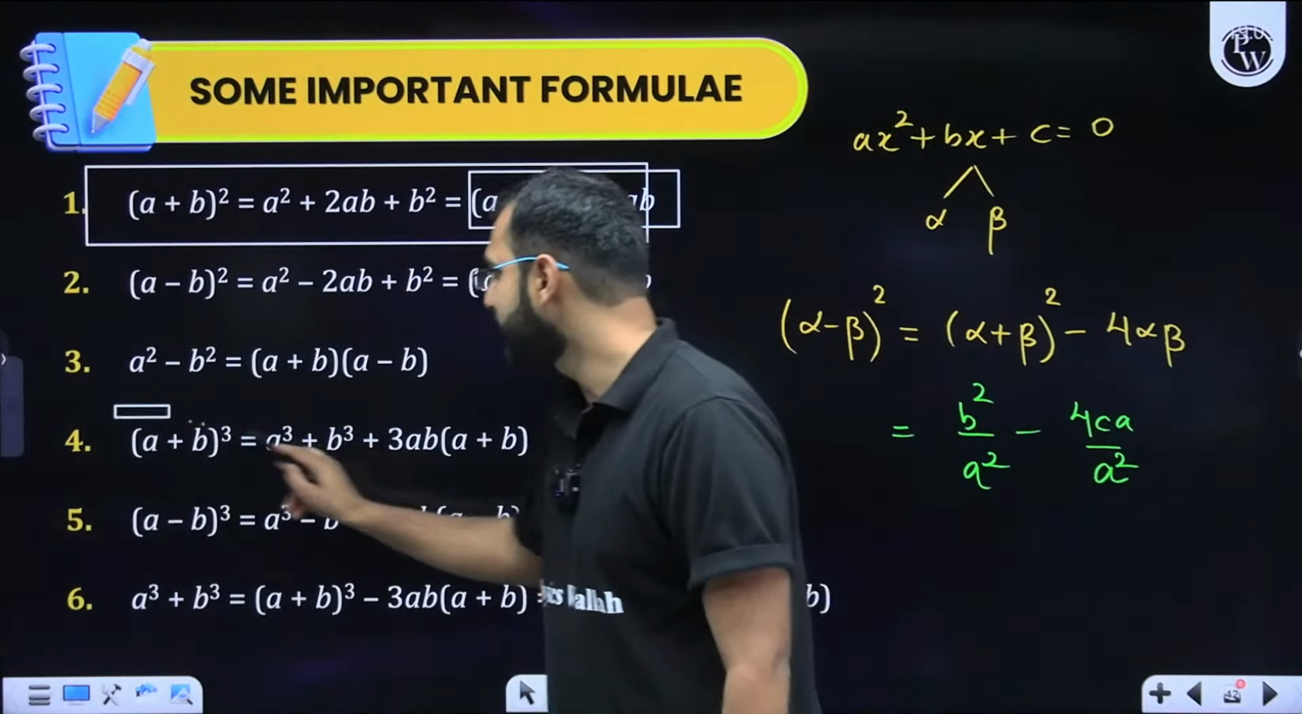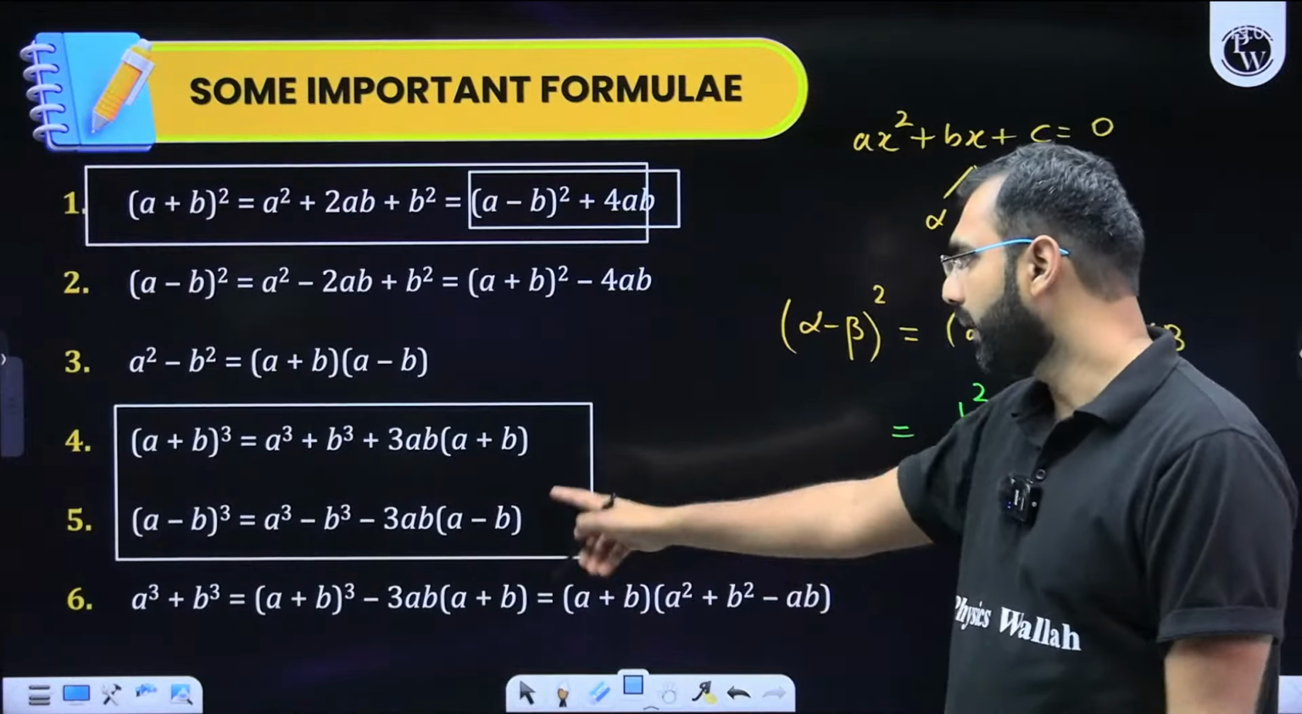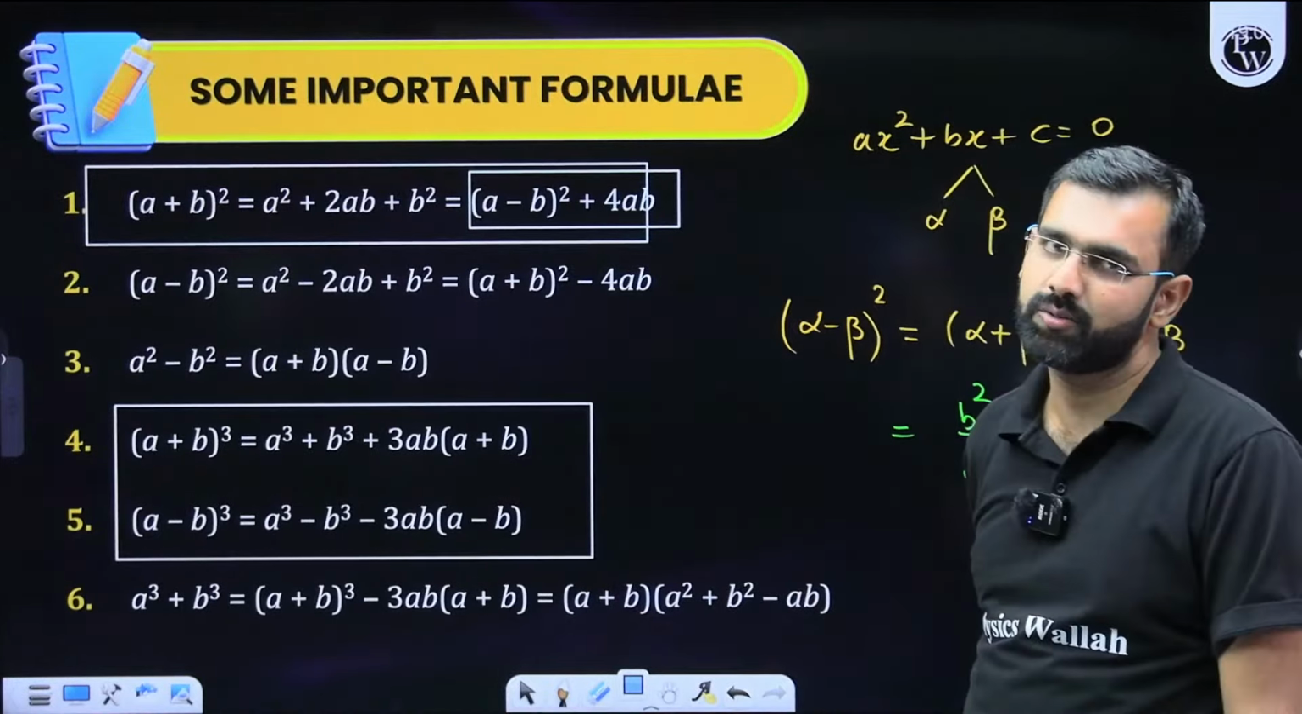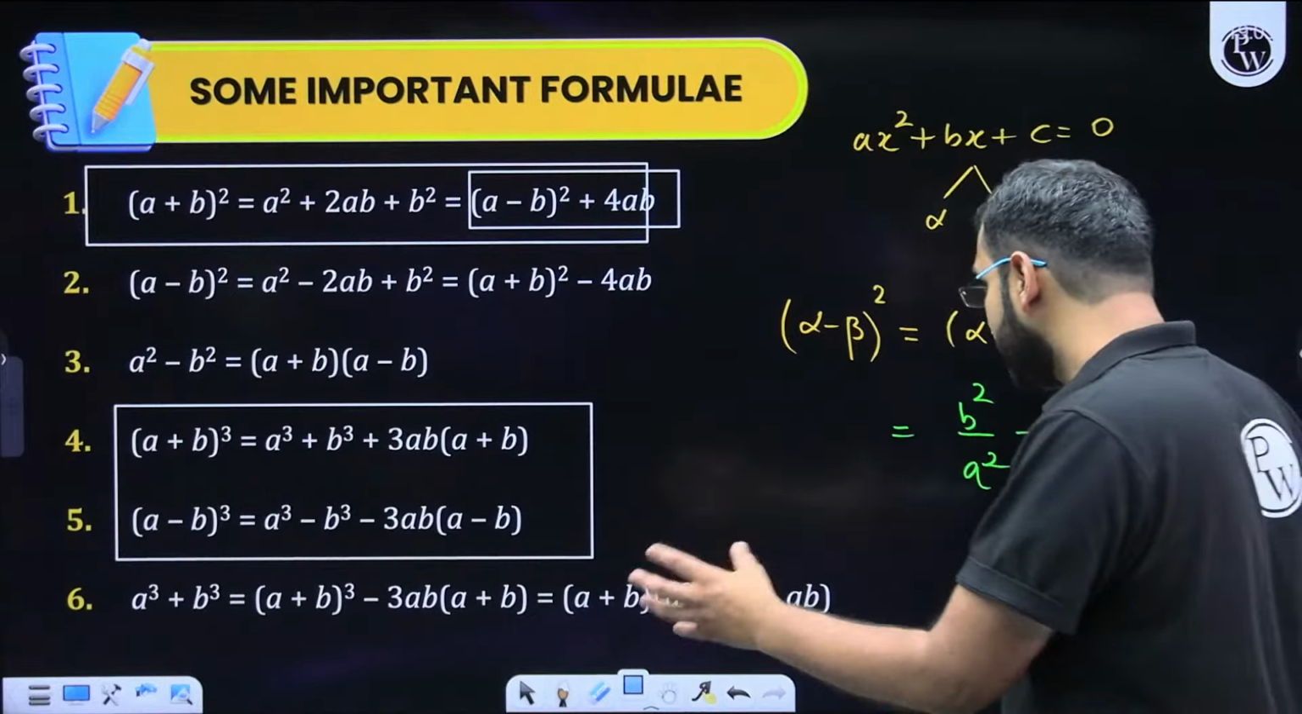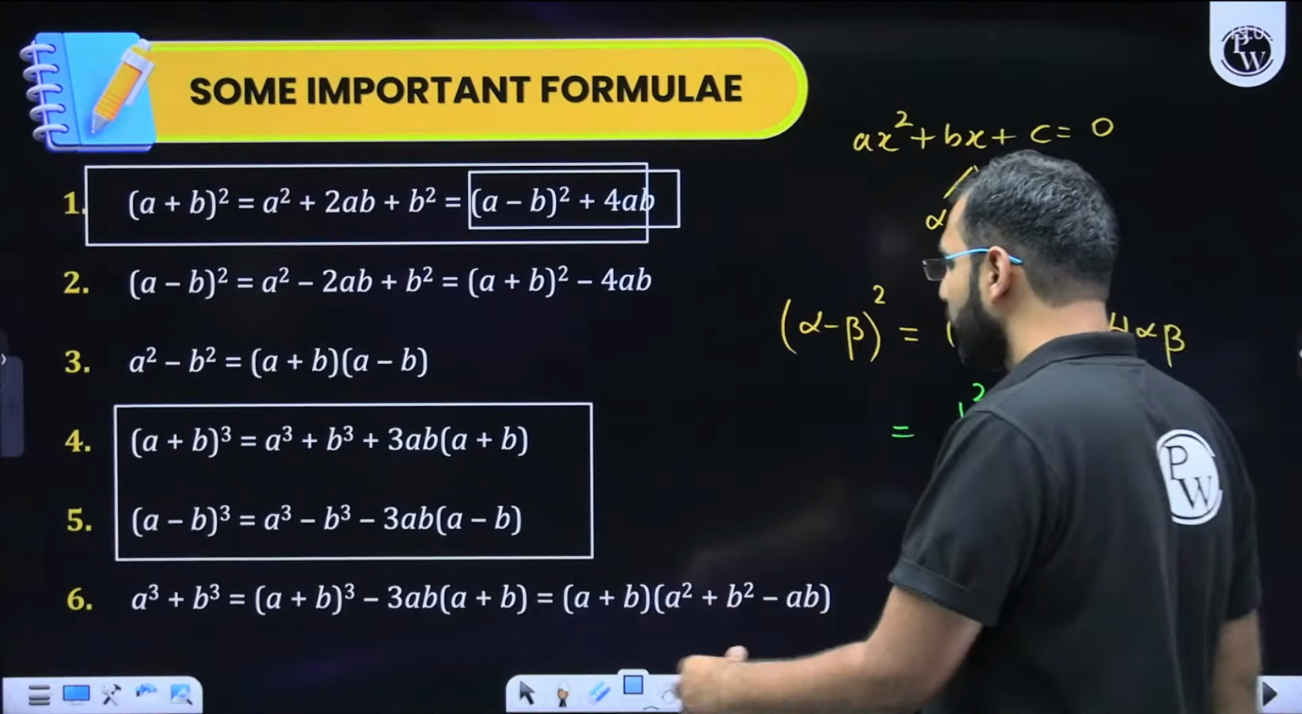a cube plus b cube plus 3ab times whole of a plus b, which is a plus b whole cube, and a cube minus b cube minus 3ab times whole of a minus b is a minus b whole cube. But with that, a few more identities are derived.